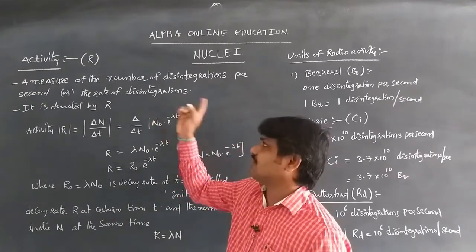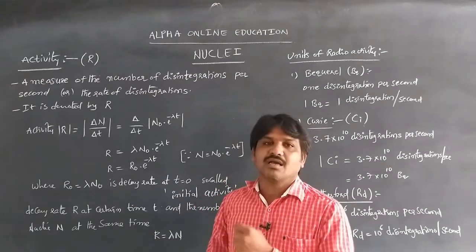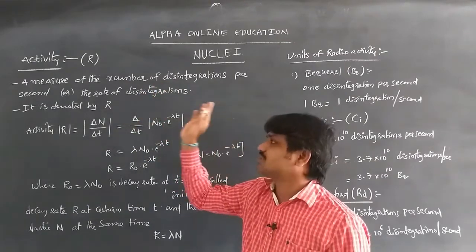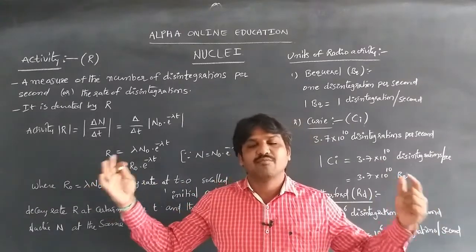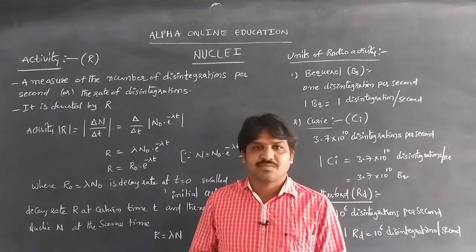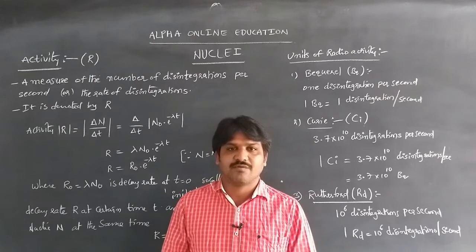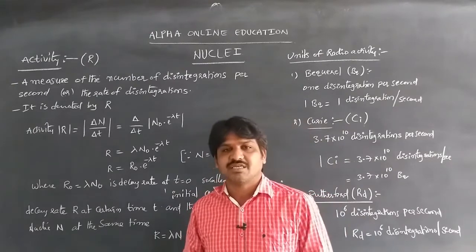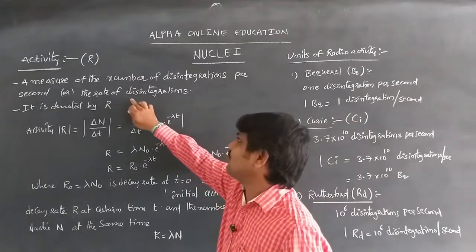The number of nuclei disintegrating per second is called activity, denoted with R, a measure of the number of disintegrations per second. If a large number of nuclei are present at that instant, then the disintegration will also be large, a large number of nuclei will disintegrate. So the measure of the number of nuclei disintegrating per second is called activity, meaning the rate of disintegrations.